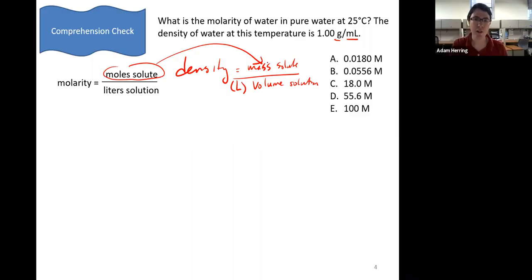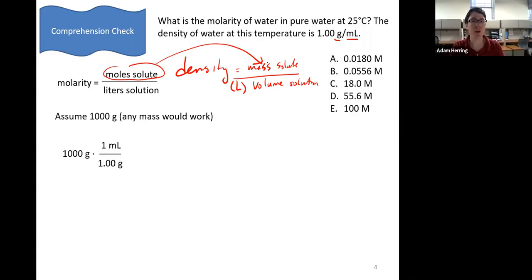So when we do this, what we see is that we don't know exactly how much of the substance we have. However, if we assume a certain amount, then we can work from that. So let's just assume we have 1,000 grams of water. If we take 1,000 grams of water and we use its density, we see that that's 1,000 milliliters, or 1 liter. This made the assumption of 1,000 grams useful because we end up with 1 liter total of solution.